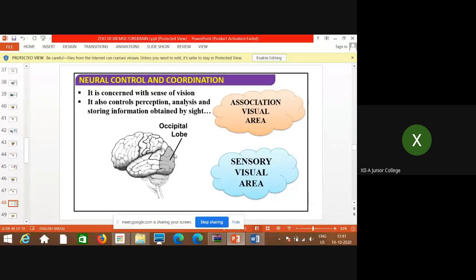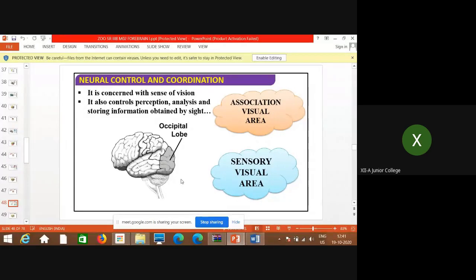So this occipital lobe shows both the parts. Sensory, that is concerned with the sense of vision, whatever you see. But whatever you understand, analyze, and then remains permanently as information, that is storage of that particular information, that means in the form of memory. Whatever you have seen, you remember forever, right? That is in the form of memory. That is the associated visual area.